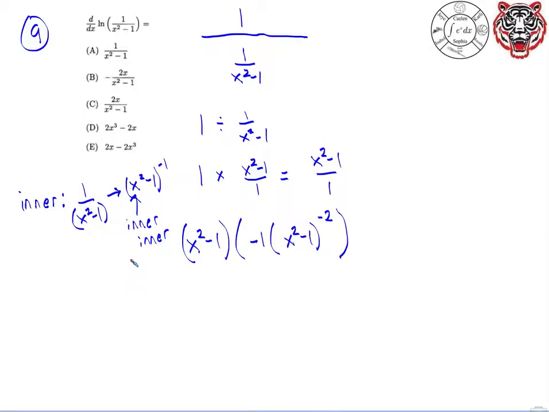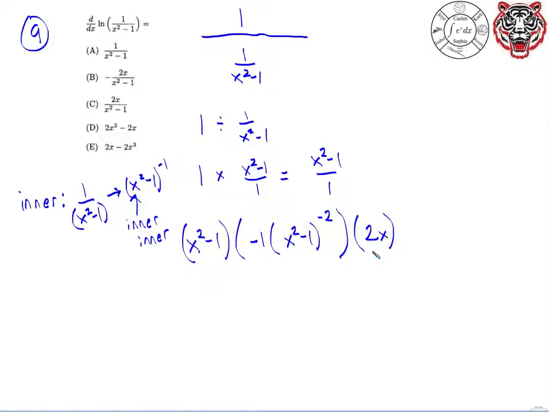We didn't know how many dolls Sophia had until we actually opened up the next one, right? Inner. So what's our inner? 2x. Okay. Now we have our derivative.